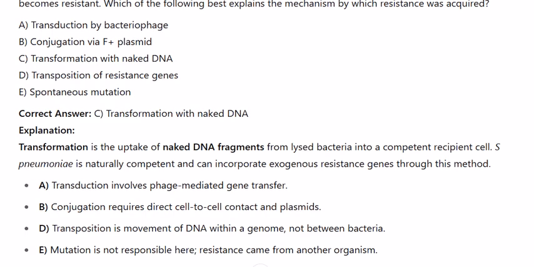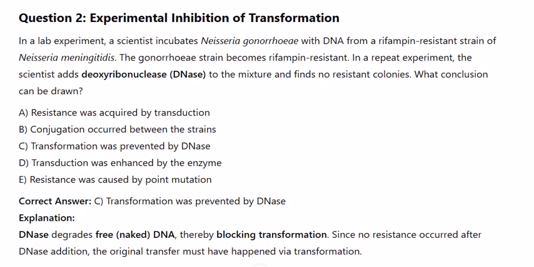Question 2. Experimental inhibition of transformation. In a lab experiment, a scientist incubates Neisseria gonorrhoeae with DNA from a rifampin-resistant strain of Neisseria meningitidis. The gonorrhoeae strain becomes rifampin-resistant. In a repeat experiment, the scientist adds deoxyribonuclease (DNase) to the mixture and finds no resistant colonies. What conclusion can be drawn?